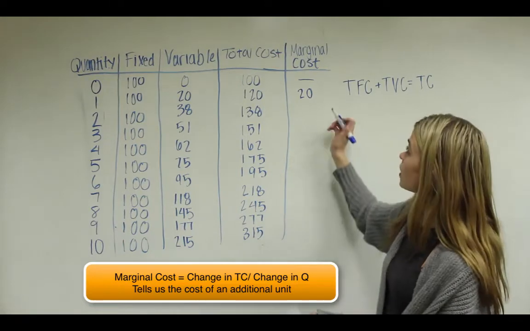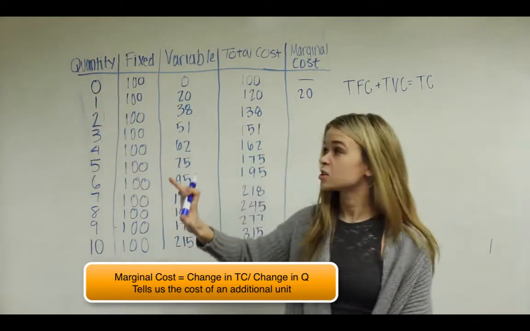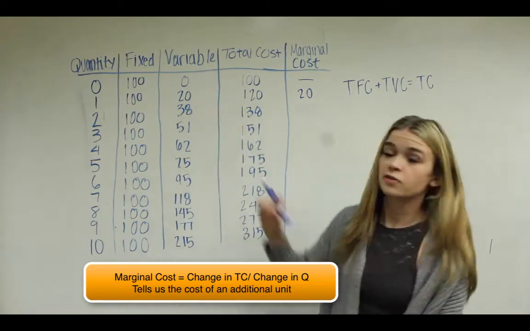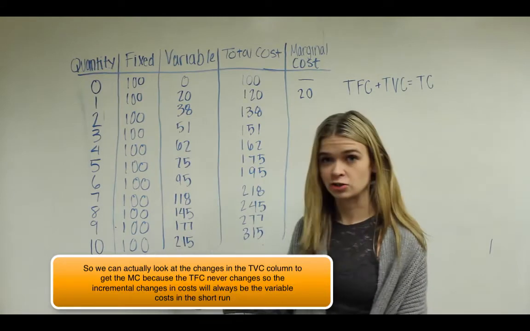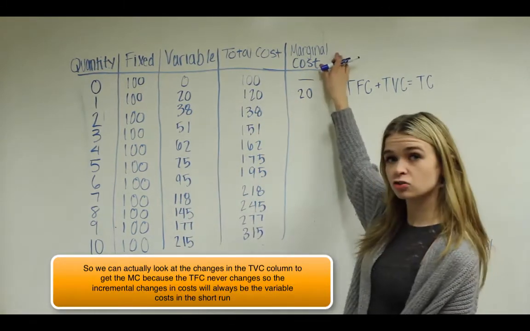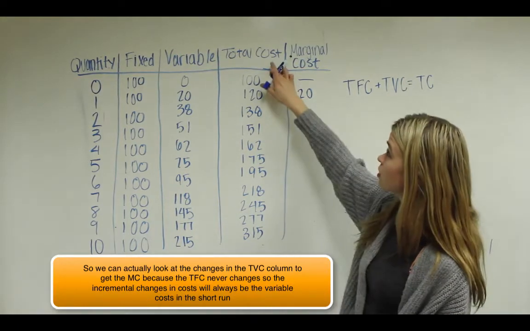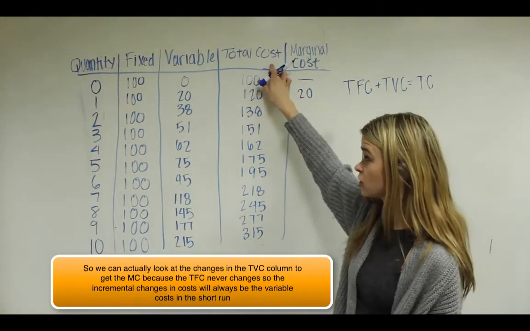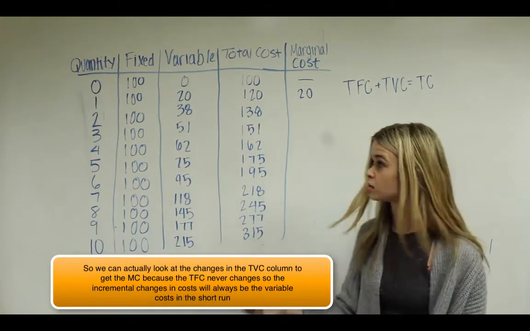Also important to note is that our marginal cost at a quantity is going to be the same as the increase of our variable costs. And that's because our fixed costs are never changing. Because marginal is this idea of change in cost, the only part of total cost that's changing is the variable, which is why we call it variable cost.